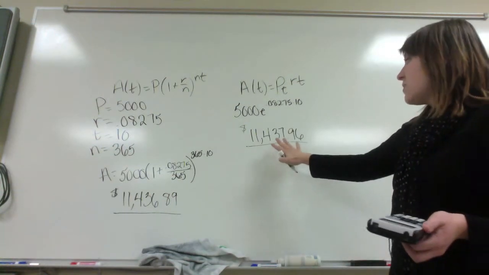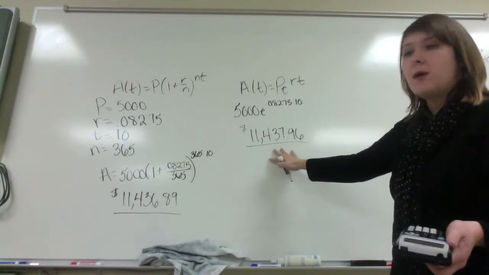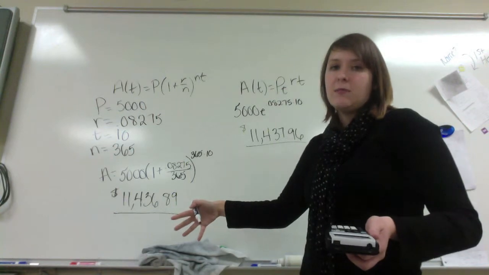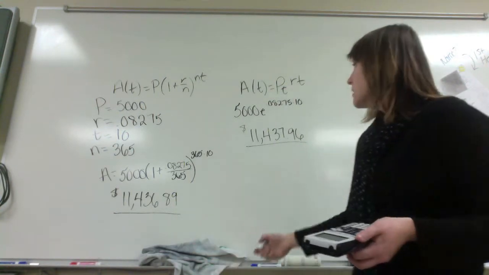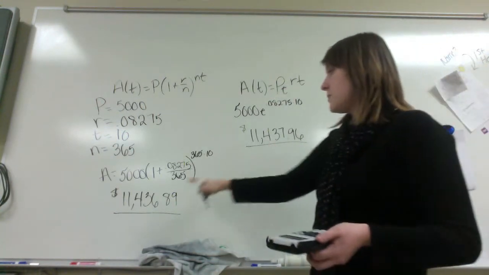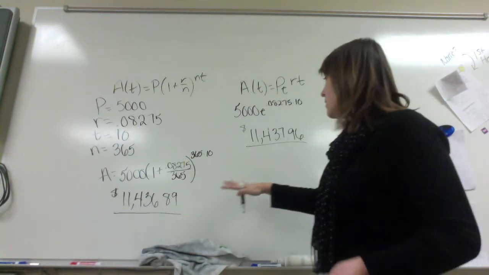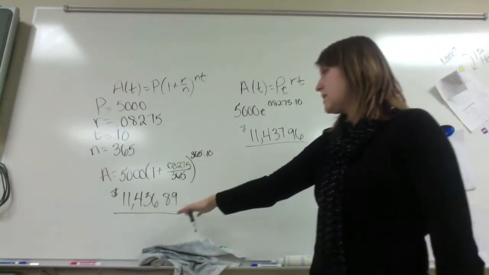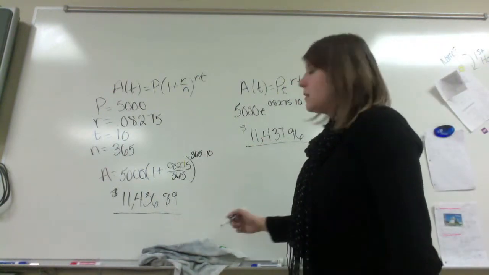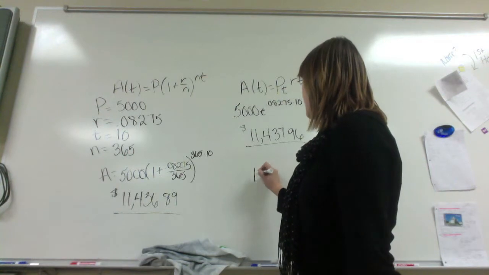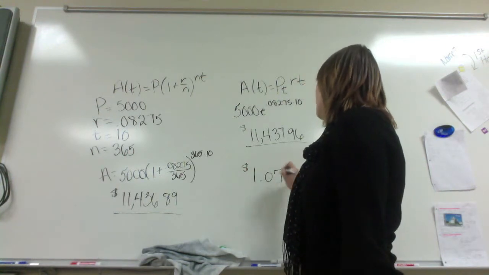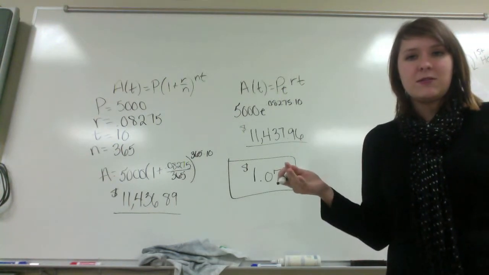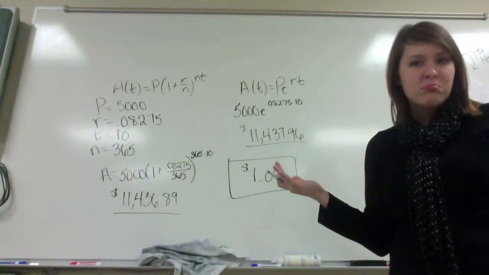So notice that if I compound continuously, that's going to make more money than if I compound daily. Now I need to figure out what the difference between them is. So how much more money am I making? I'm just going to take this one, and I'm going to subtract out this one. So in my calculator, if I do 11,437.96 minus 11,436.89, you'll notice that you get a difference of $1.07. Okay, so $1.07 over 10 years, not bad.